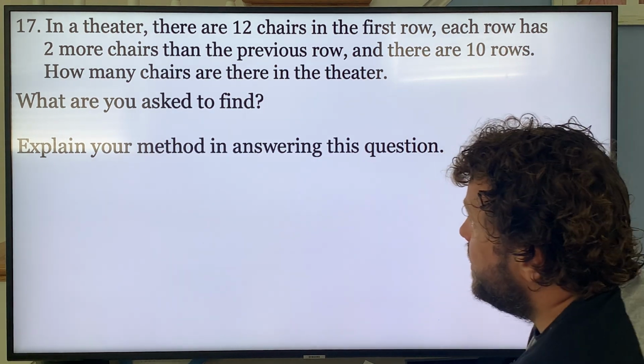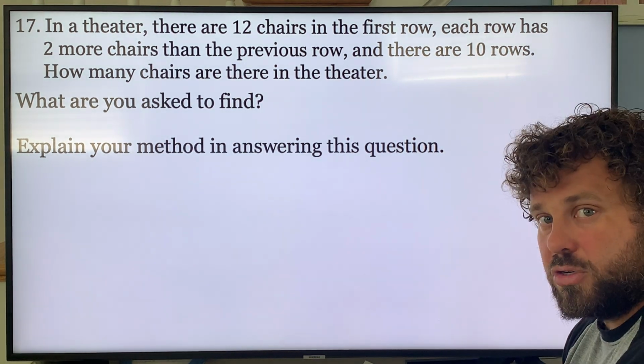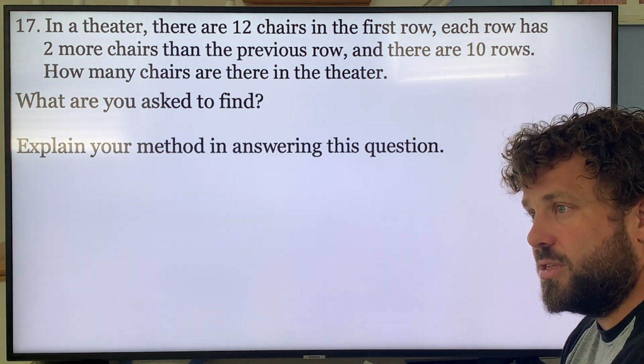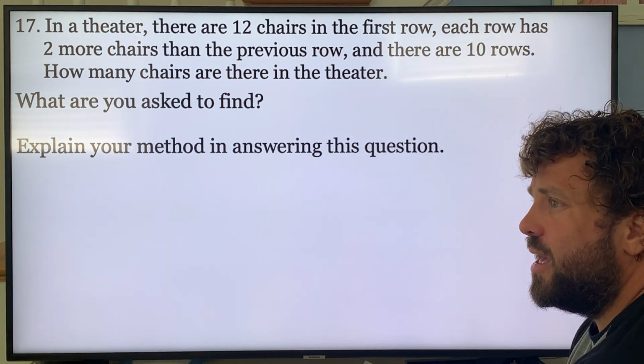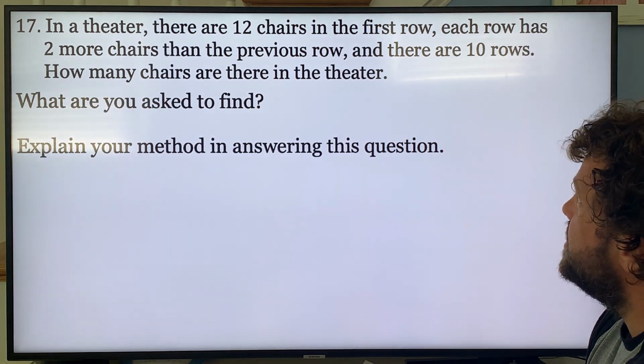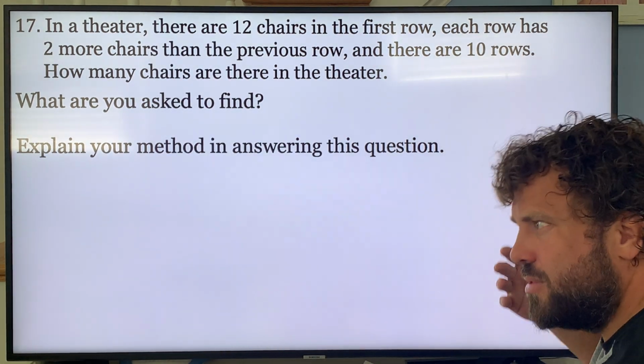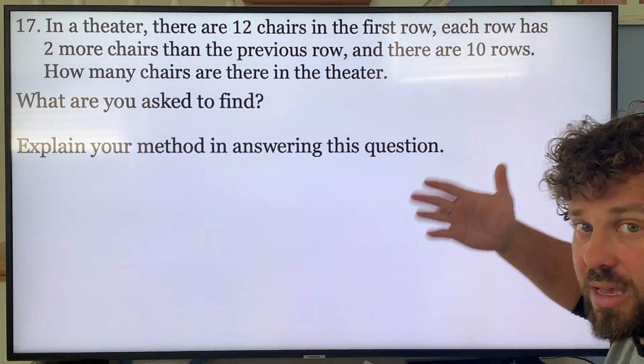This next problem, the theater problem, actually gave me the most trouble when I was doing the worksheet. It took me the longest to do this one, just because I forgot how to do series in my head. So I had to write out a bunch of stuff, but then I remembered. So if this gave you a lot of trouble, it's okay, it gave me trouble.